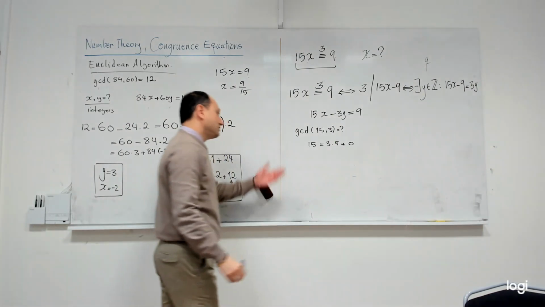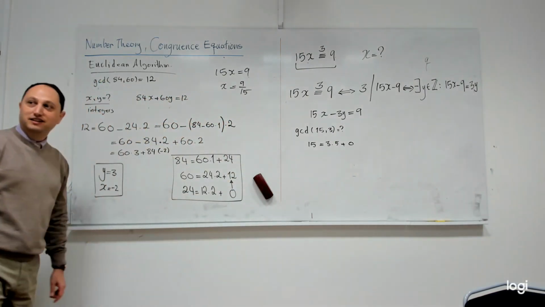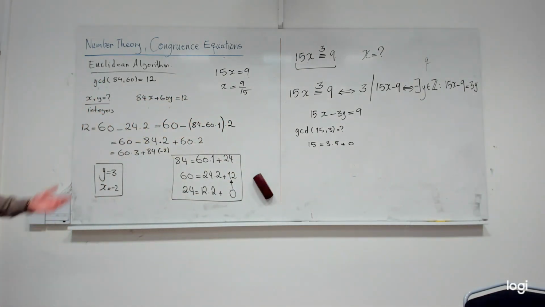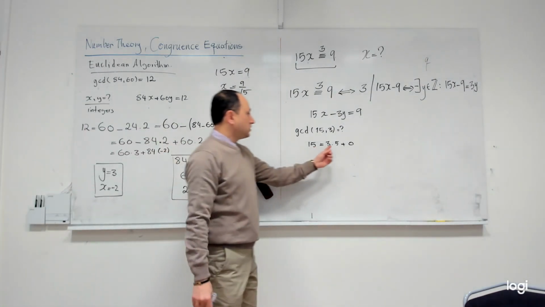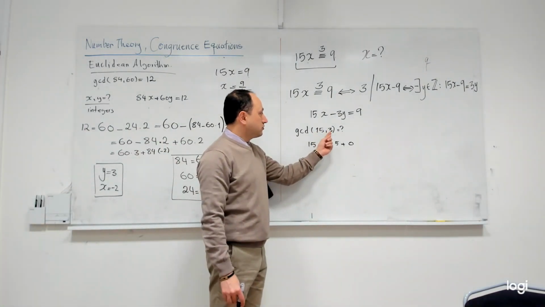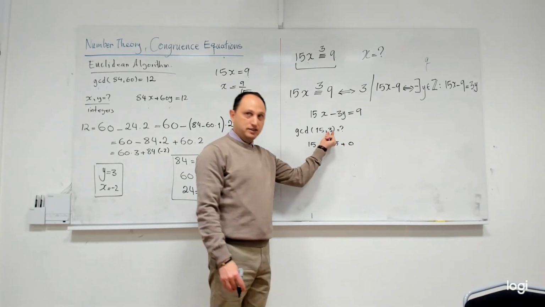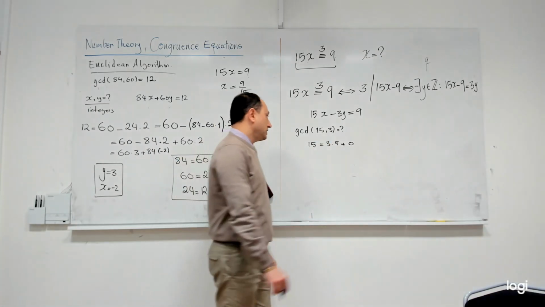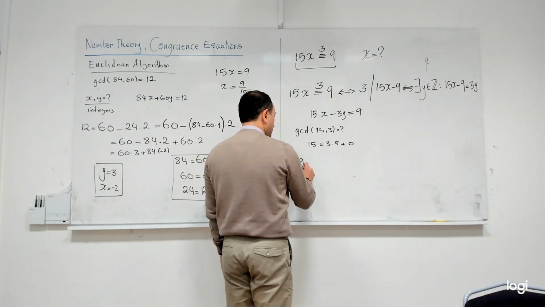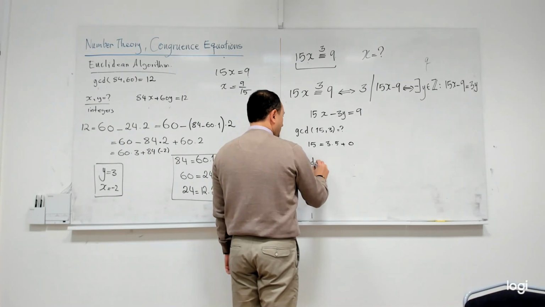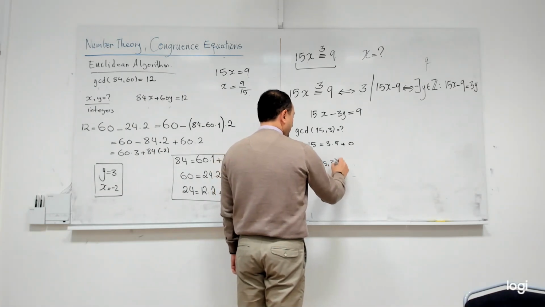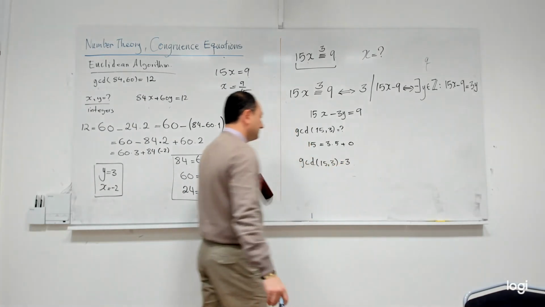0. Actually, there is no previous remainder to it. So what is the greatest common divisor here? 3. When you divide 15 by 3 and the remainder becomes 0, it means that this number itself is the greatest common divisor. So that was a very bad example. Sorry. It is equal to 3.